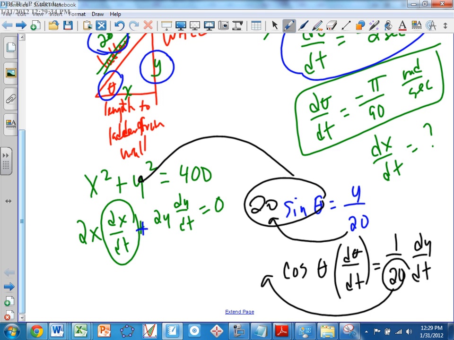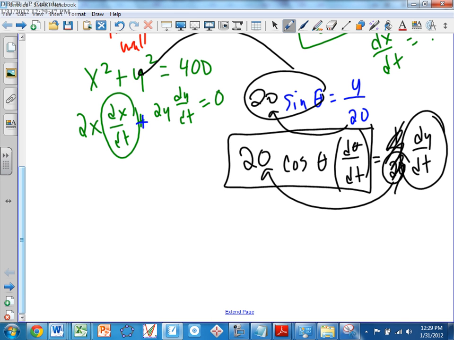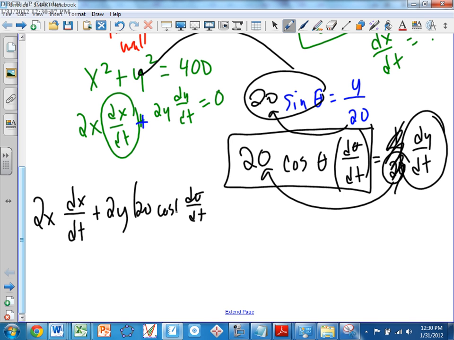Let's keep going. So what I'm going to do is bring this 20 up over here, get rid of it, and now replace dy dt right here with this entire rectangle in area. So 2x dx dt plus 2y dy dt equals 20 cos theta d theta dt equals 0.